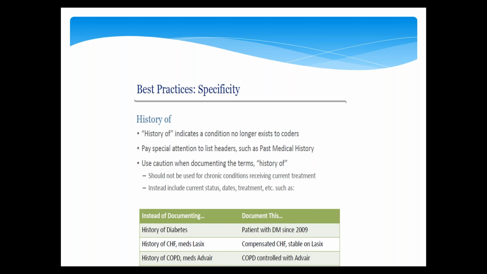So history of diabetes, not good. Patient with diabetes since 2009, that's acceptable. History of CHF, meds, Lasix, no. Compensated CHF, stable on Lasix. History of COPD, no. COPD controlled with Advair.